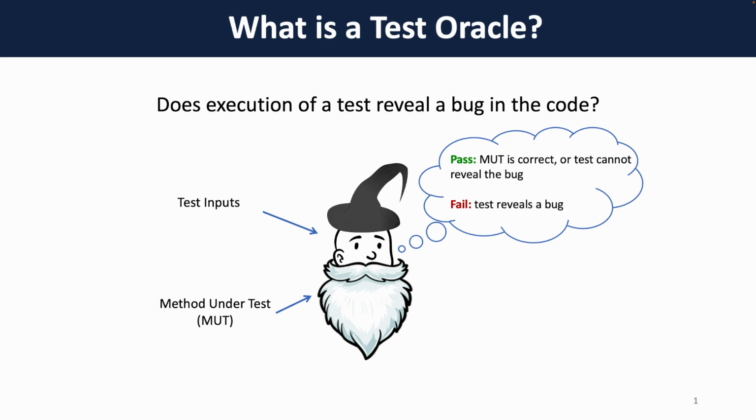In the beginning, we should understand what a test oracle is. Generally speaking, test oracle is the problem of identifying whether a given test can reveal a bug in the code under test or not. If a test passes, it either means that the method under test is correct or the test cannot reveal the bug. If a test fails, it means the test reveals a bug.